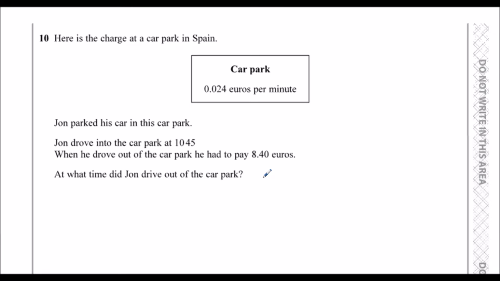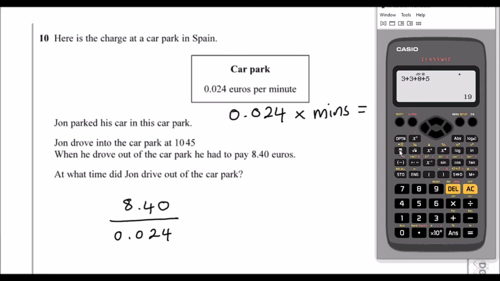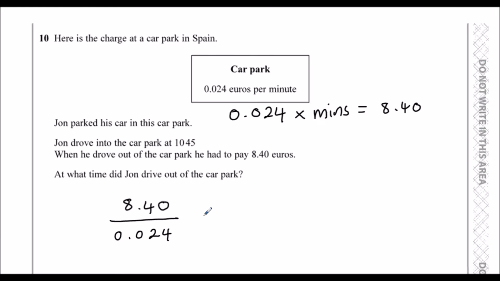So we can work out how many minutes he was there. 8 euros 40 is what he paid. So it's 0.024 times the number of minutes equals 8 euros 40. So we can find the number of minutes by dividing by 0.024. So this will tell us how many minutes he was in the car park. So we'll use the calculator. 8.4 divided by 0.024 is 350 minutes.